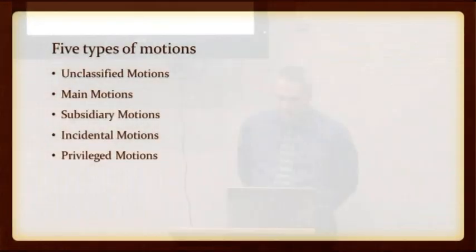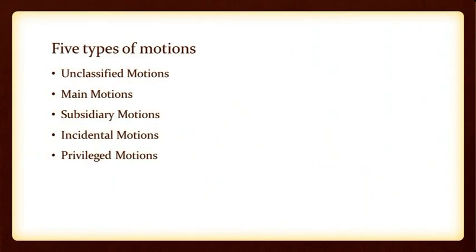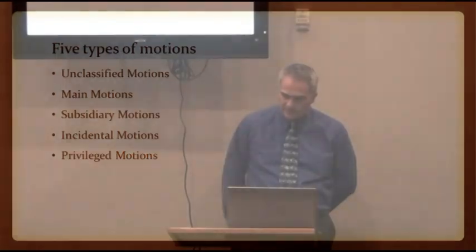And again, with suspension of rules, you can only suspend the rules if the rules provide for a method of their suspension. So to suspend our bylaws, you can only do it if the bylaws specify the circumstances under which they can be suspended. And then the last type, and the most important, again, these are in reverse order of their precedence. Most important, privilege motions, they do not relate to the pending question.